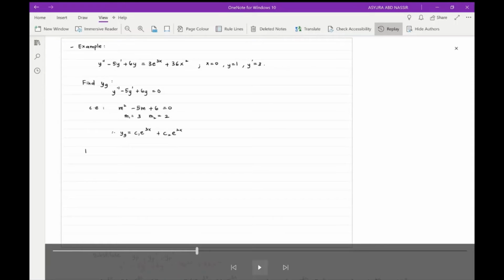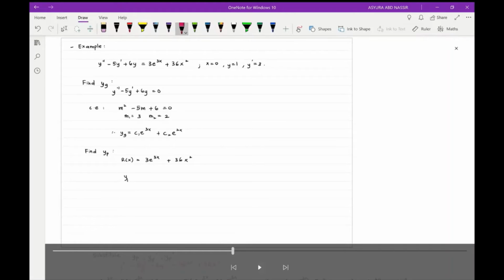Next step is to find yp. To find yp, your rx is 3e3x plus 36x squared. So here you have an exponential plus a quadratic, right?